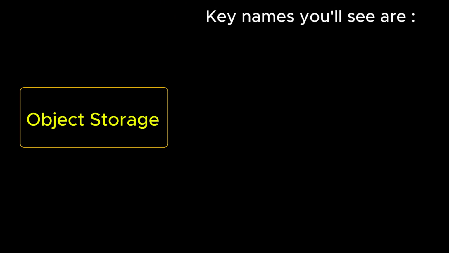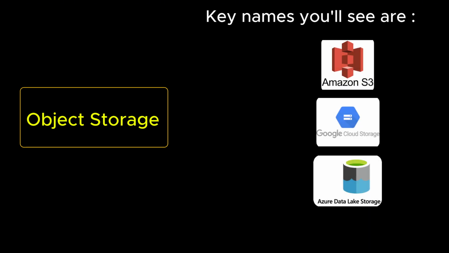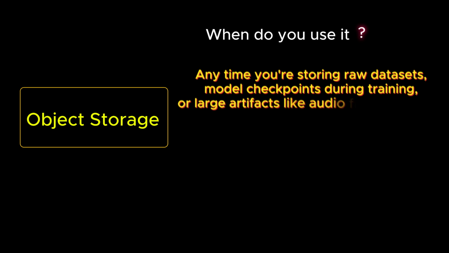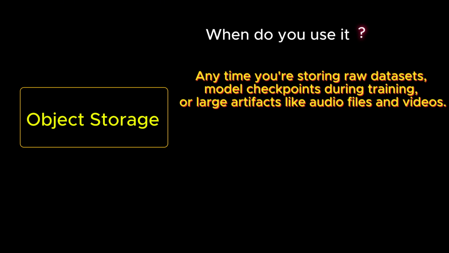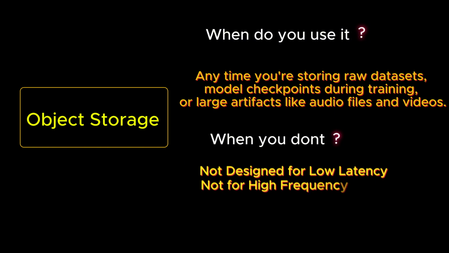So object storage key names you will see are AWS S3, Google Cloud Storage, Azure Blob Storage, MinIO for on-prem. Now, when do you use it? Like anytime you're storing raw data sets, model checkpoints during training, or large artifacts like audio files and videos. When you don't use this storage: object storage is not designed for low latencies and high frequency reads. If you're directly training a model from object storage at scale, your performance will significantly drop.